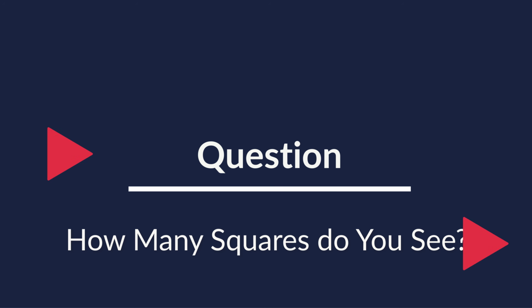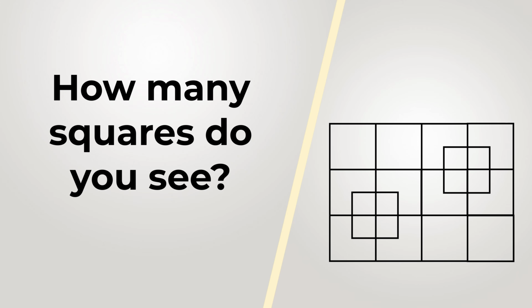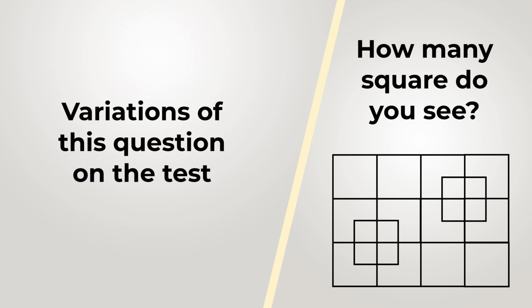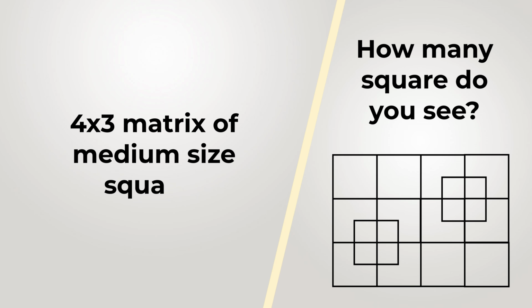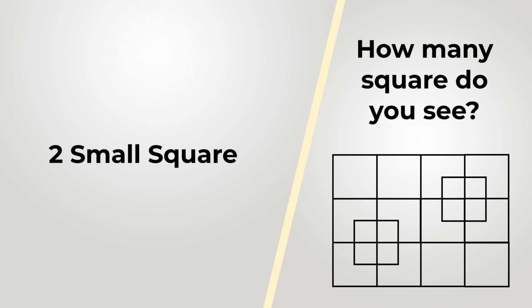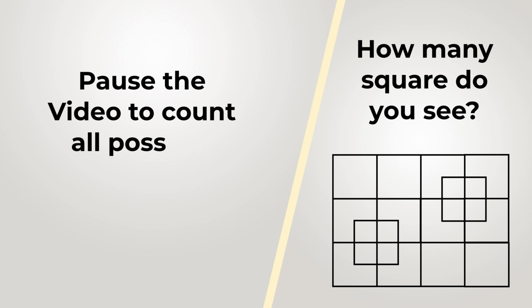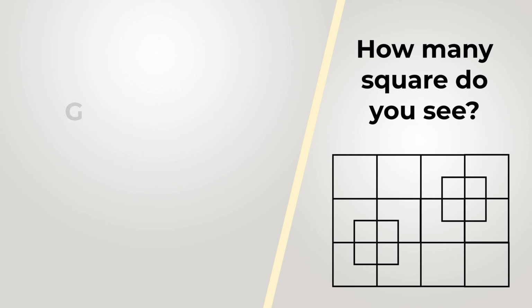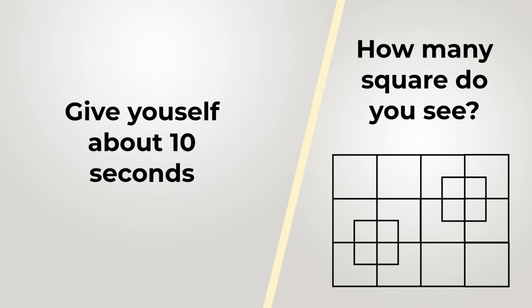I gotta tell you, I love this question. This is such a unique question, and we see a lot of variations of this question on the test. In this particular version, you are presented with the 4x3 matrix of squares, and then you see 2 additional squares on top of the medium-sized squares. And the question is, how many squares do you see on the picture? Take a closer look and give yourself a little bit of time to find out the answer. Feel free to pause this video if you need more time.